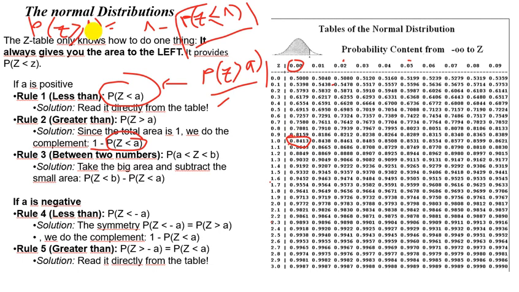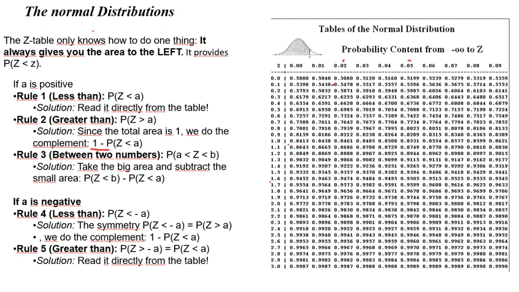So this is the answer for this question. Now another case is when we have the probability of z between two numbers. So this is simple. We take the probability that z is less than the upper limit minus P of z is less than the lower limit.